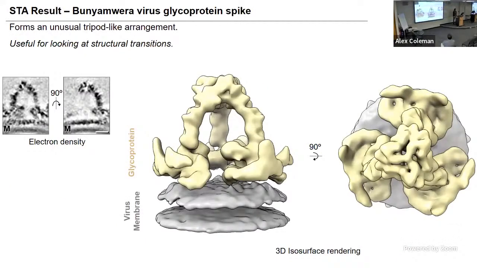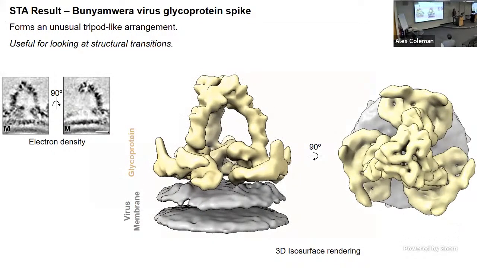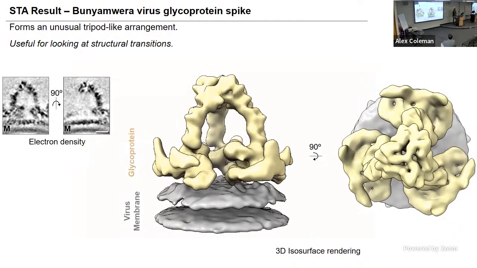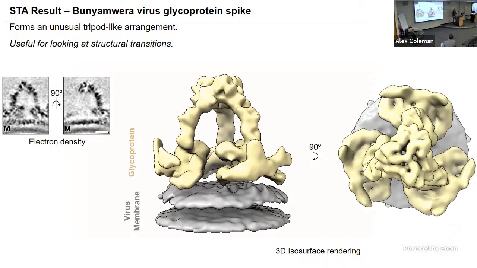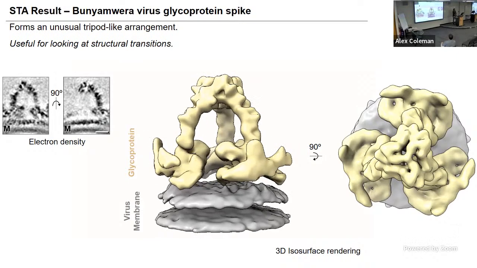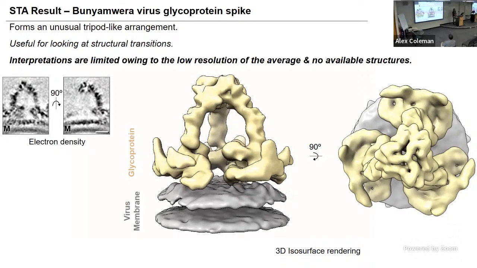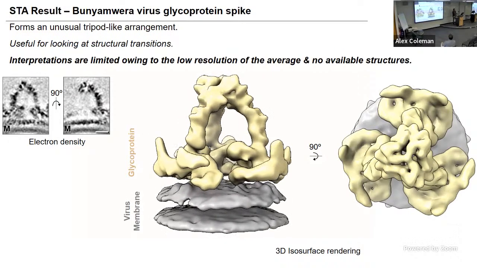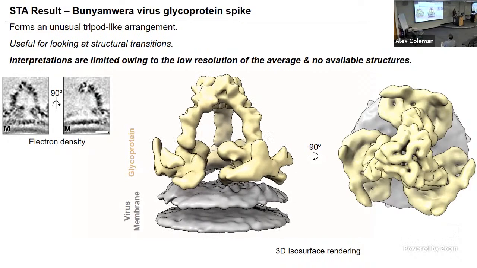And this, for our glycoprotein, is what we ended up with. On the left, you can see an example of the electron density at the end, with the density itself in black, and then an isosurface 3D rendering of what our spike looks like. The spike you can see in yellow, and it forms this kind of unusual tripod-like structure. But this is still pretty low resolution for electron microscopy, and there were no published structures available. So for us, we're quite limited in terms of what we can actually do with this on its own.